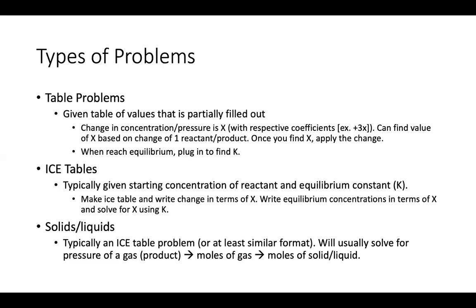In the classic chapter 13 ice tables, which are definitely easier than the chapter 14 ones, they'll typically give you a starting concentration of a reactant, and they'll also give you your equilibrium constant. So you're going to make your normal ice table and write the change in terms of X. Once you write the change in terms of X, you're going to write your equilibrium concentration in terms of X. And using your equilibrium constant, which in a typical ice table question is given, you're going to solve for X and then answer the question.